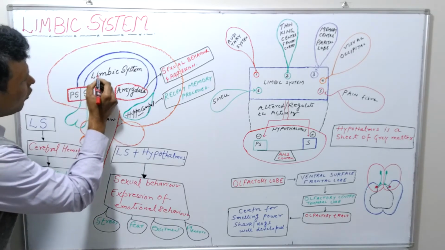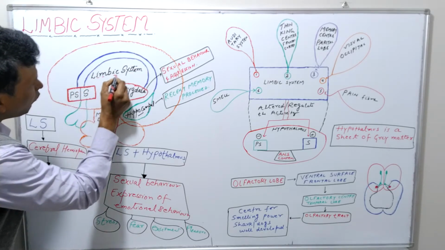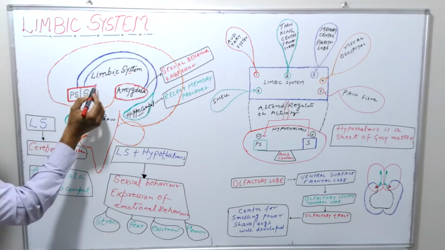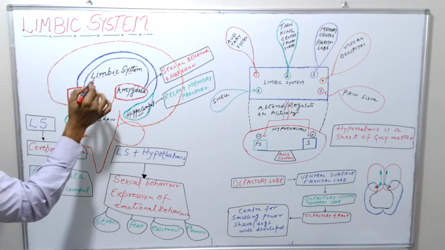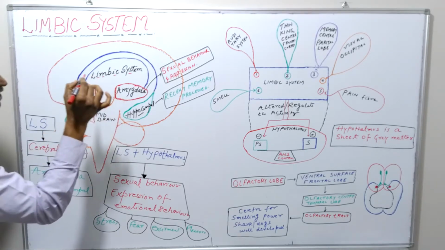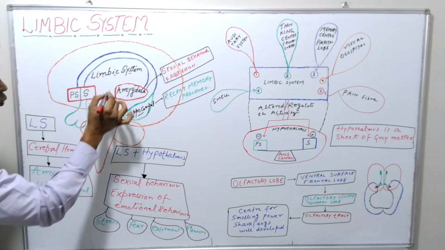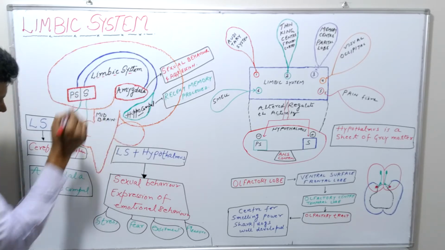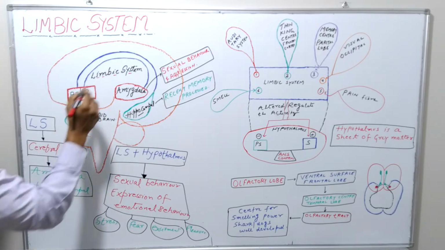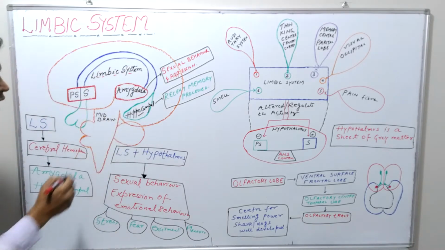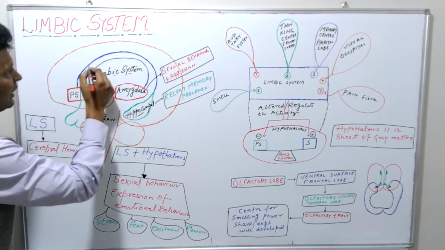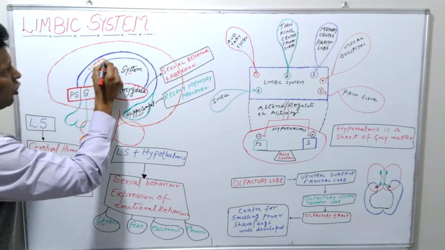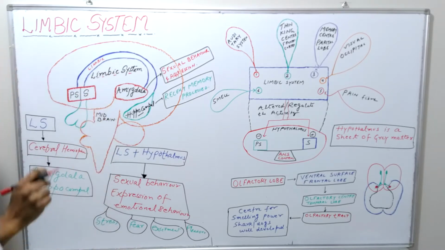So the topic is the limbic system. What is the limbic system? The limbic system is the inner part of your cerebral hemisphere. It is a deep structure, embedded and situated inside the inner part of the cerebral hemisphere. This is your limbic system, and this limbic system is concerned with your emotional activity.